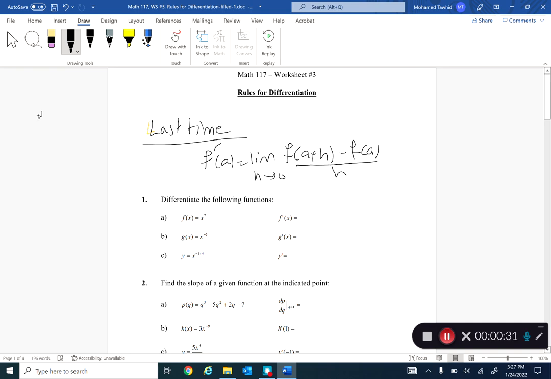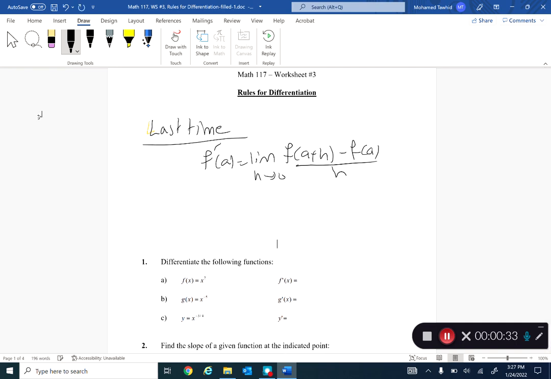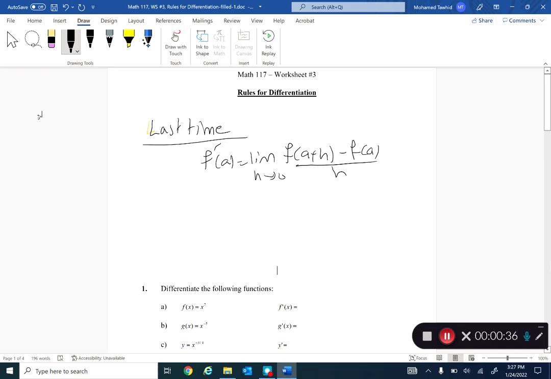And we mentioned that you can do this algebraically or you can do it numerically. How to do it numerically? Just take h close to 0 from the right, and h close to 0 from the left. That's called numerical. Or algebraically, try to simplify as much as you can, and at the end, you take the limit.